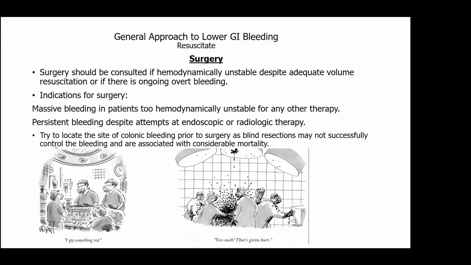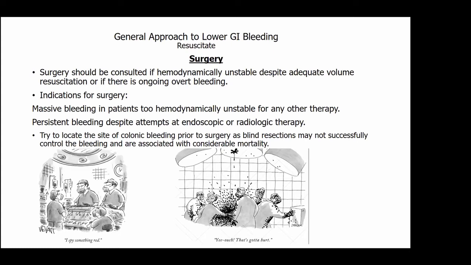And the last thing is whether to get a surgery consultation. I think that surgery should be consulted if the patient is hemodynamically unstable despite adequate volume resuscitation, or if there is ongoing overt bleeding. And the generally acknowledged indications for surgery are massive bleeding in patients that are too hemodynamically unstable for any other therapy, or just persistent bleeding despite attempts at endoscopic or radiologic therapy.